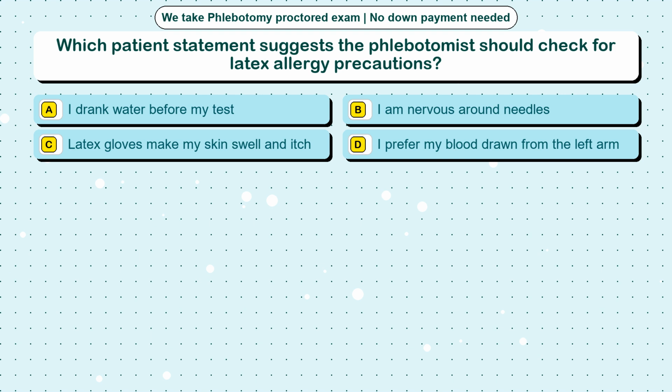Option A, I drank water before my test. Option B, I am nervous around needles. Option C, latex gloves make my skin swell and itch. Option D, I prefer my blood drawn from the left arm.